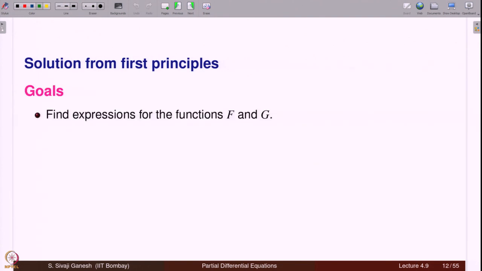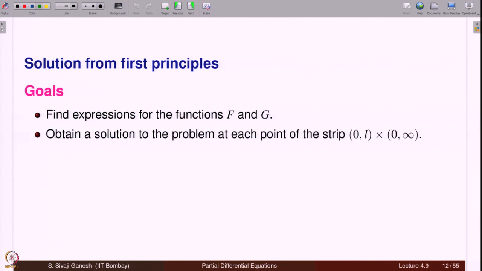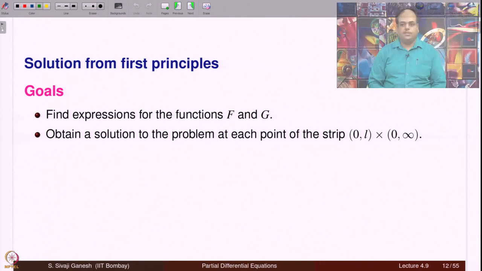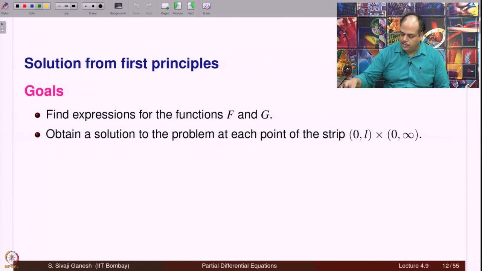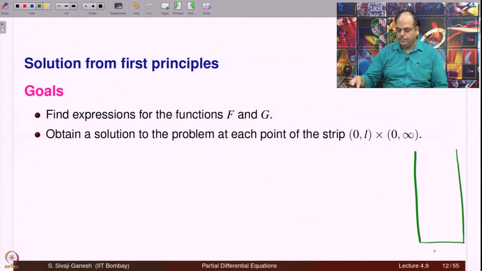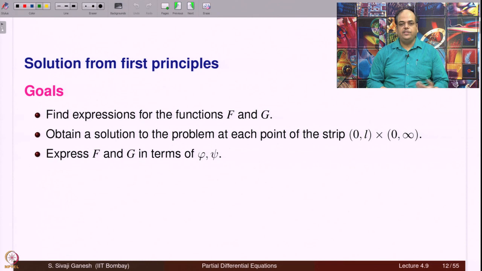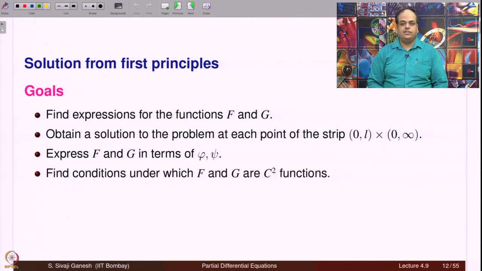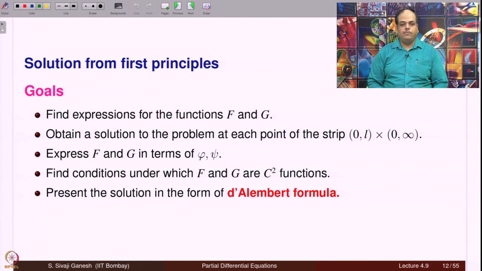So, what are the goals in this? Find expressions for the functions f and g, and obtain a solution to the problem at each point of the strip [0, L] cross [0, infinity), a one-sided strip. Usually a strip is infinite in both directions, but here we are stopping at this point. Express f and g in terms of phi and psi, find conditions under which f and g are C2 functions, and finally present the solution in the form of the D'Alembert formula.